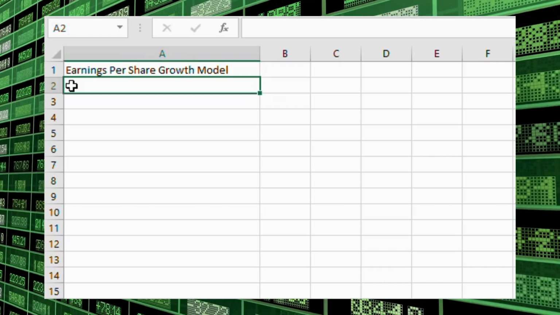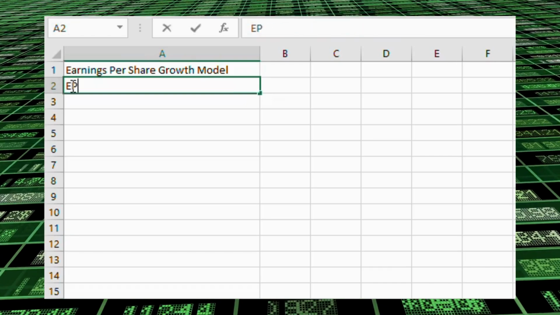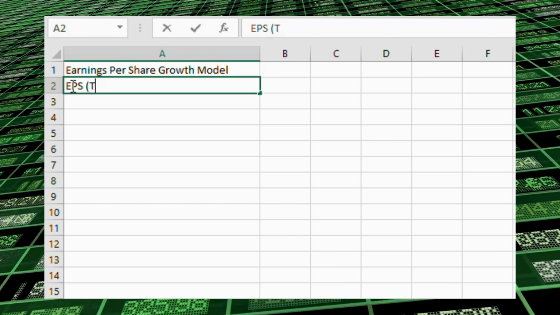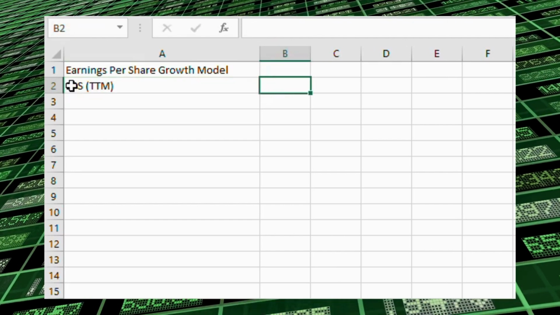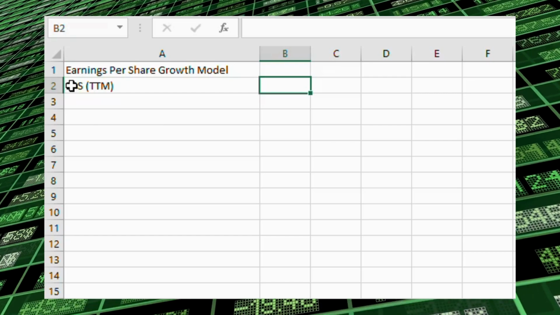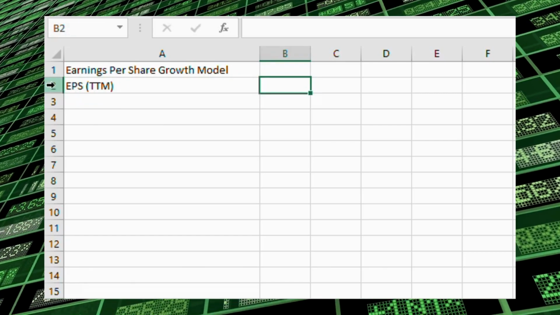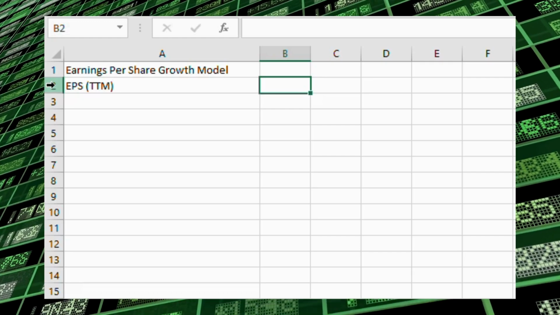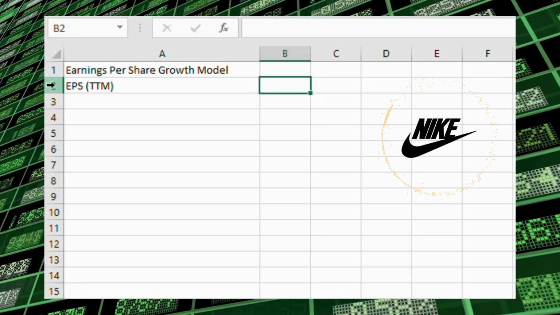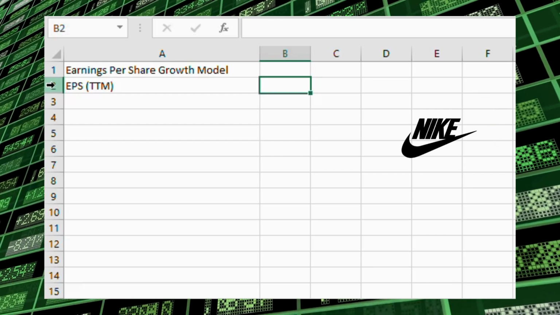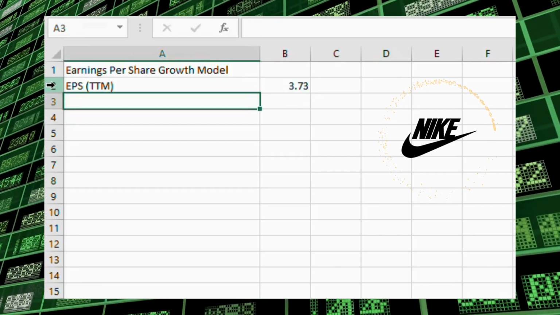Step 2. In cell A2, enter the label, EPS, TTM. This stands for earnings per share for the trailing 12 months. In cell B2, input the EPS value from the latest financial report of the company you are analyzing. For example, let's use Nike's EPS from my last stock analysis video, which is $3.73.